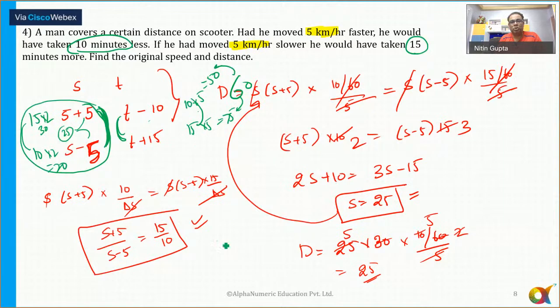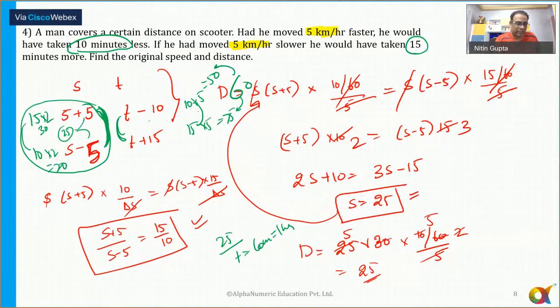So we know that speed is equal to 25, time is equal to 60 minutes, which is 1 hour. So distance is 25 into 1, which is 25. But that's a very special case here. I hope that it is clear. Yes or no, please tell me.